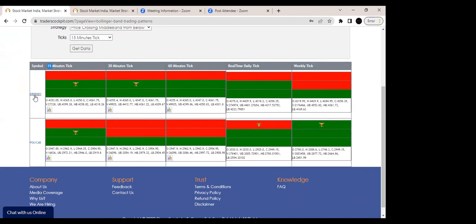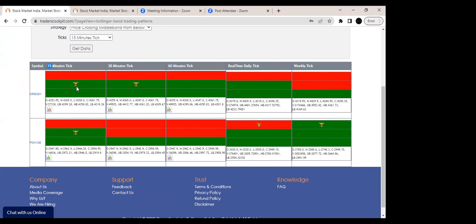Now, let's say Dr. Reddy, the stock which is crossing the Bollinger Band. Don't get confused. The red color is the upper band. The middle one is the middle band, which is there at the center, and below is the lower band.